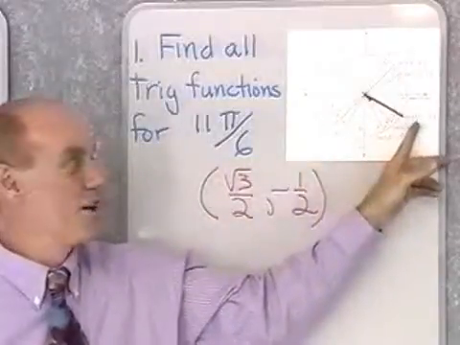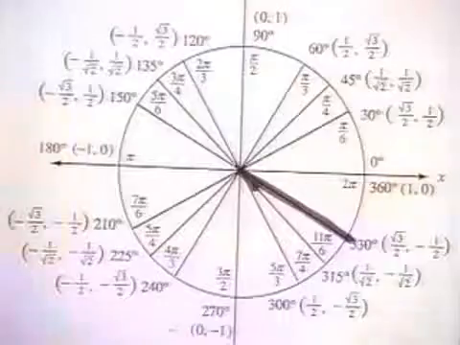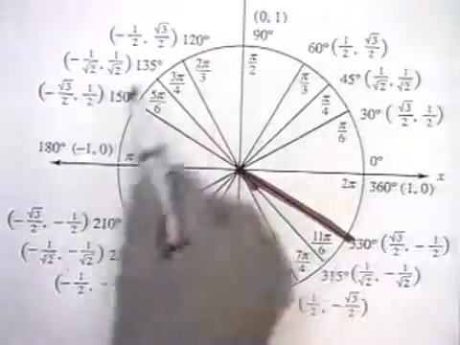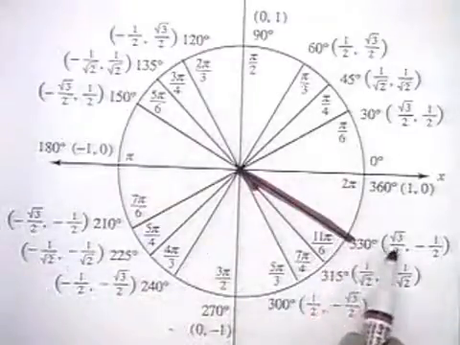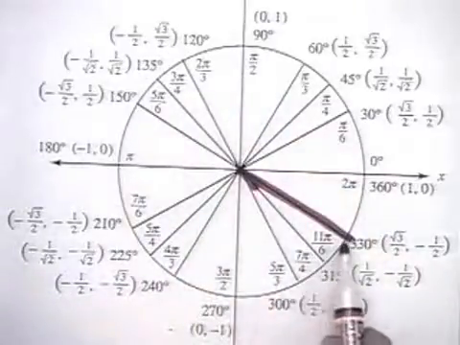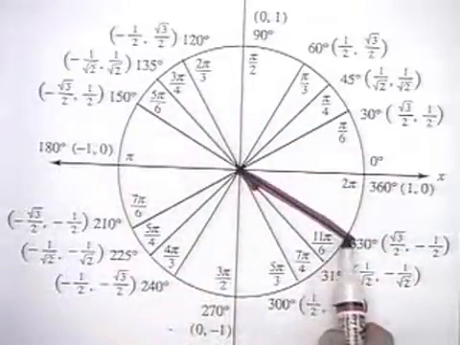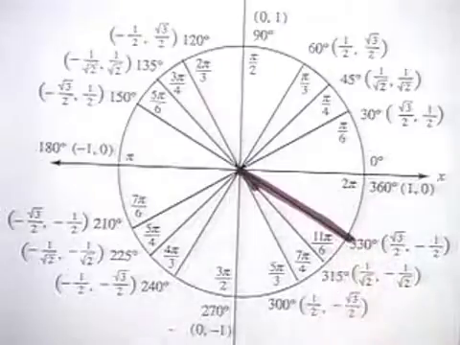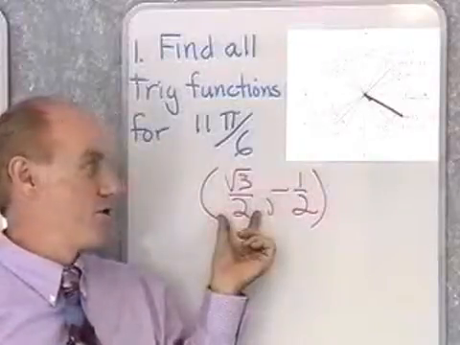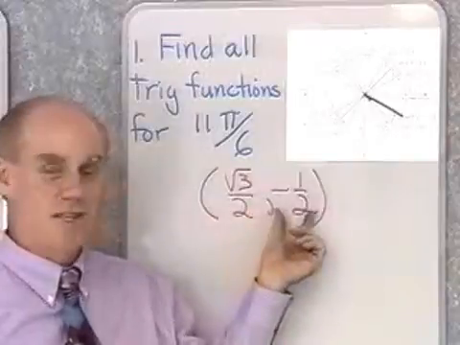So that's the point, square root 3 over 2, negative 1/2. Those are the coordinates of the point where 330 degrees intersects the unit circle, or you can also look at it as the coordinates of the point that are 11 pi over 6 units along the circumference of the unit circle away from the point 1, 0. In any case, this is the cosine of 330 degrees, or 11 pi over 6, and this is the sine of that angle.